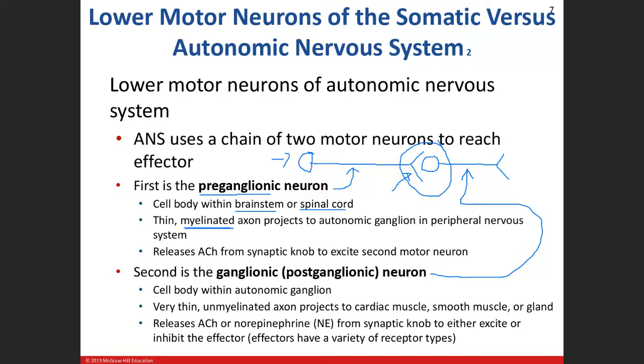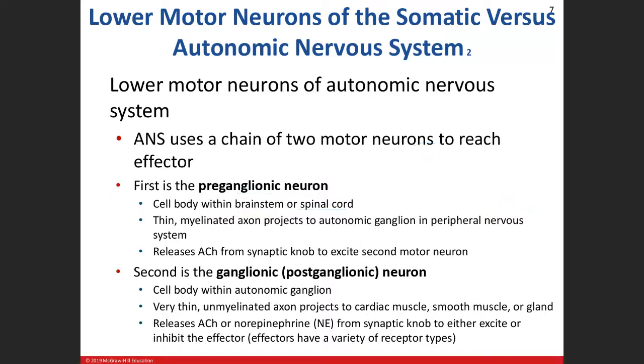The book refers to it also as ganglionic, but you'll hear me use postganglionic much more. I think it's easier to remember what it is when I say postganglionic, because then you know it's after the ganglion. So the postganglionic neuron, or the second neuron, has its cell body found in what we call an autonomic ganglion. We're going to learn all those different ganglia, but they're somewhere in the periphery, outside of the spinal cord.